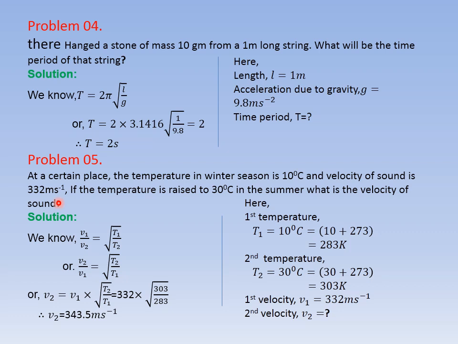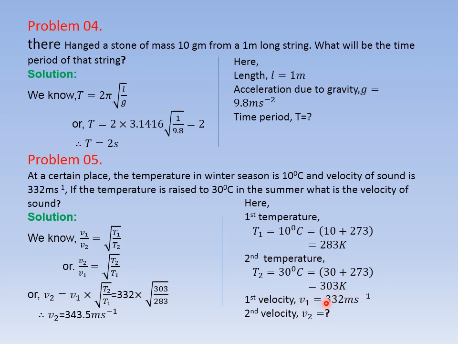That means you have two seasons. The temperature and the sound velocity of winter are 10 degrees centigrade and 332 meter per second, and the summer temperature is 30 degrees centigrade. You are going to calculate the velocity of sound in summer. For problems like these, we have to use this equation, V1 by V2 is equal to root over T1 by T2. Here the first temperature, which is of winter, is 10 degrees centigrade. We must convert this to Kelvin by adding 273, and the second temperature is 30 degrees centigrade, which is of the summer, and by adding 273, this is the value in Kelvin, 303.